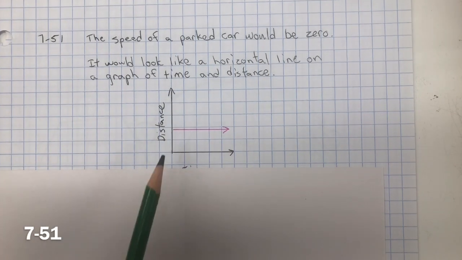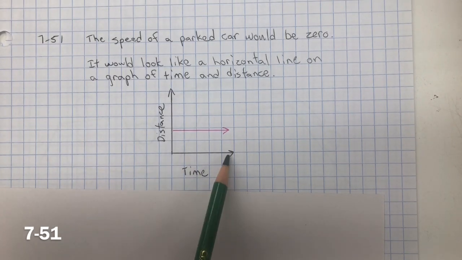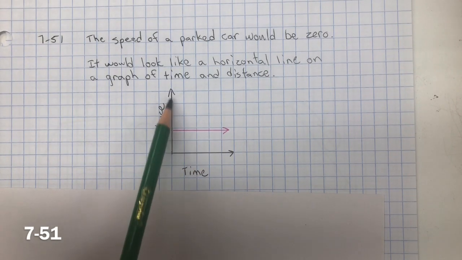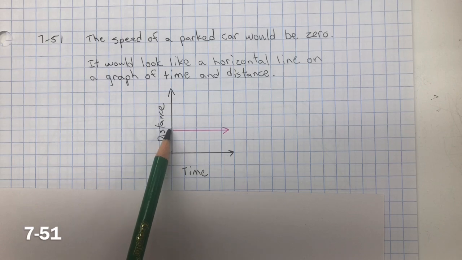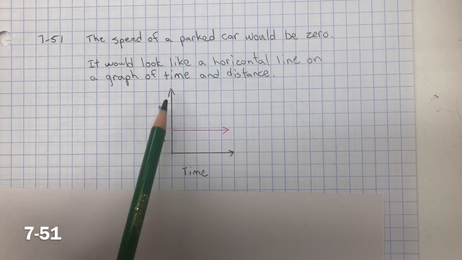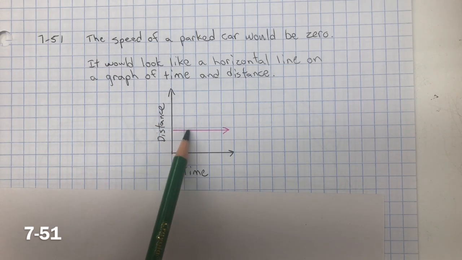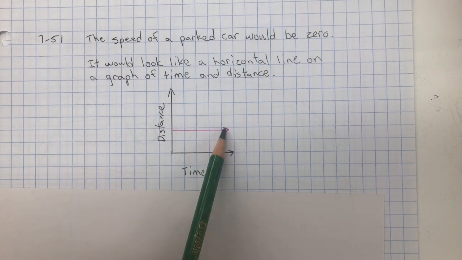So here we have time. As time increases, the distance stays the same. If you're not going anywhere, you're not going further away from your starting point or closer to your starting point, then it's going to be a horizontal line.